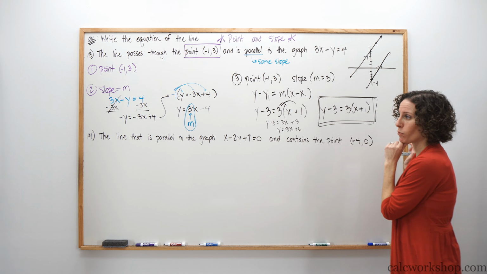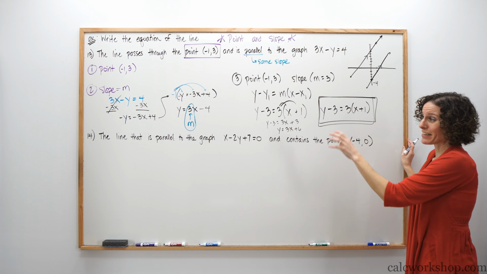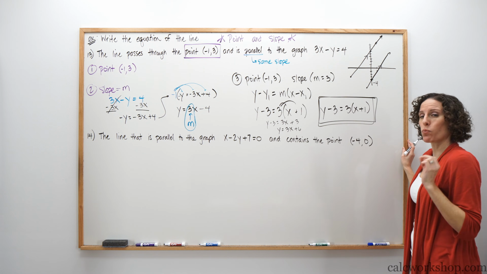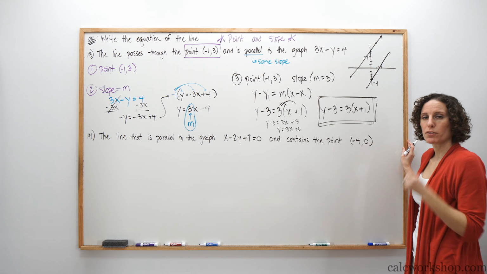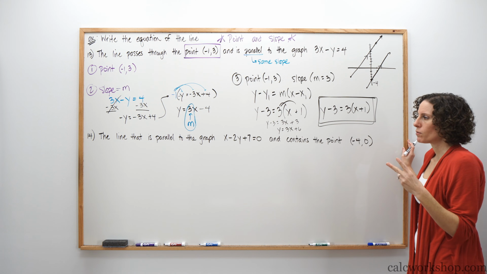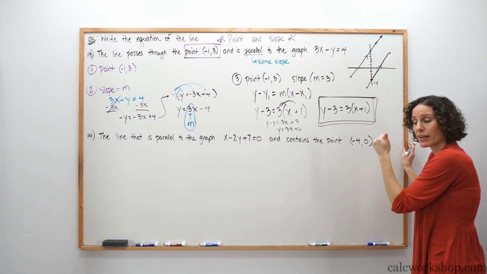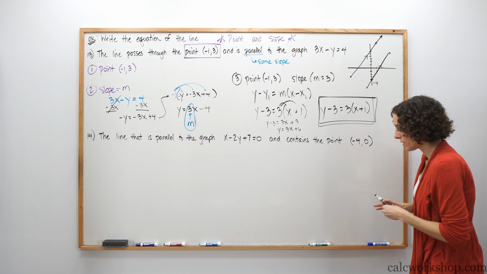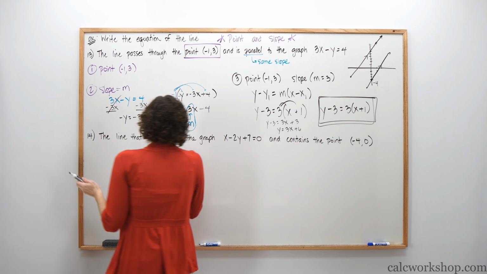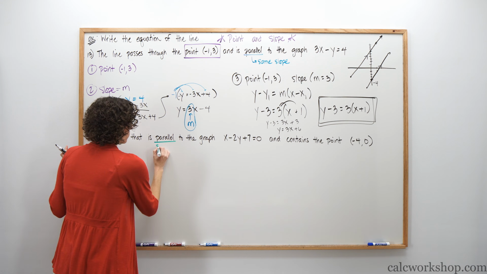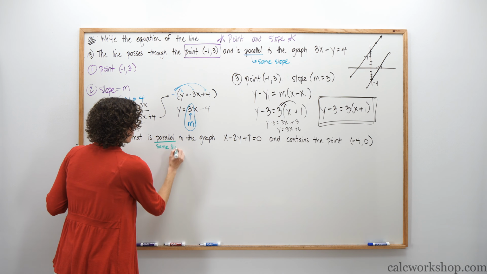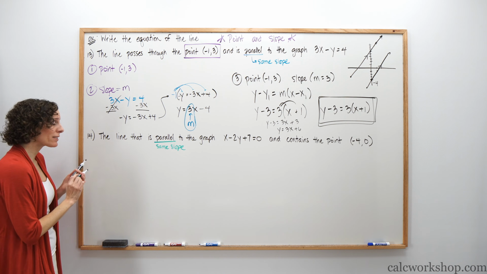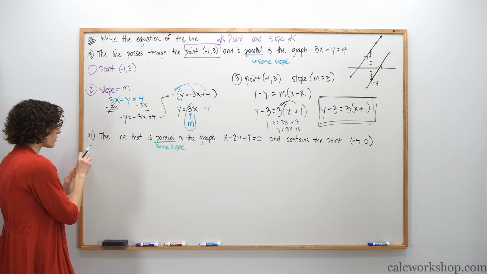So now let's look at question number 14. It says, the line that is parallel to the graph and contains the point that's given. Now, what two things do you need to write an equation of a line? You need a point, you need a slope. Well, you have a point, great. What don't you have? Slope. What did they give you? They told us that it's parallel, which means it's the same slope as that one. So we need to find the slope.